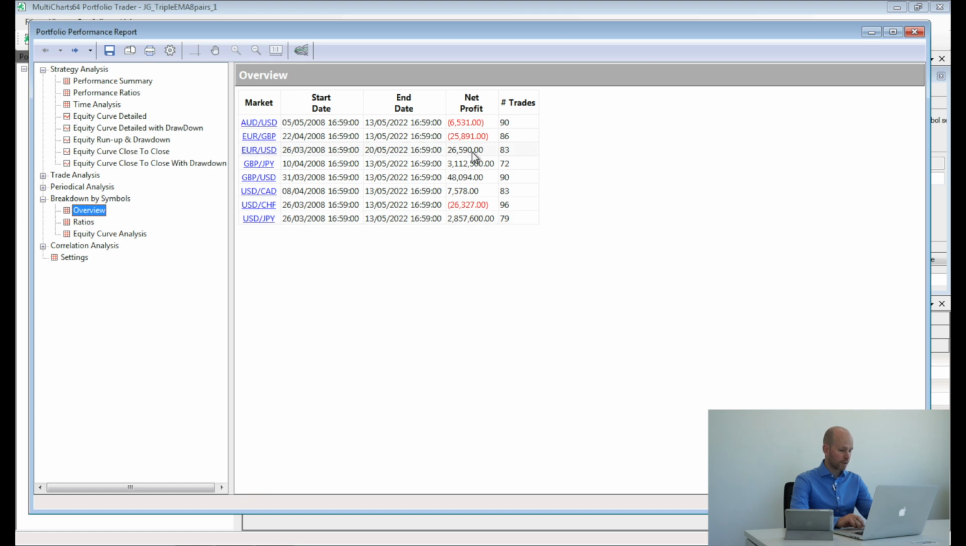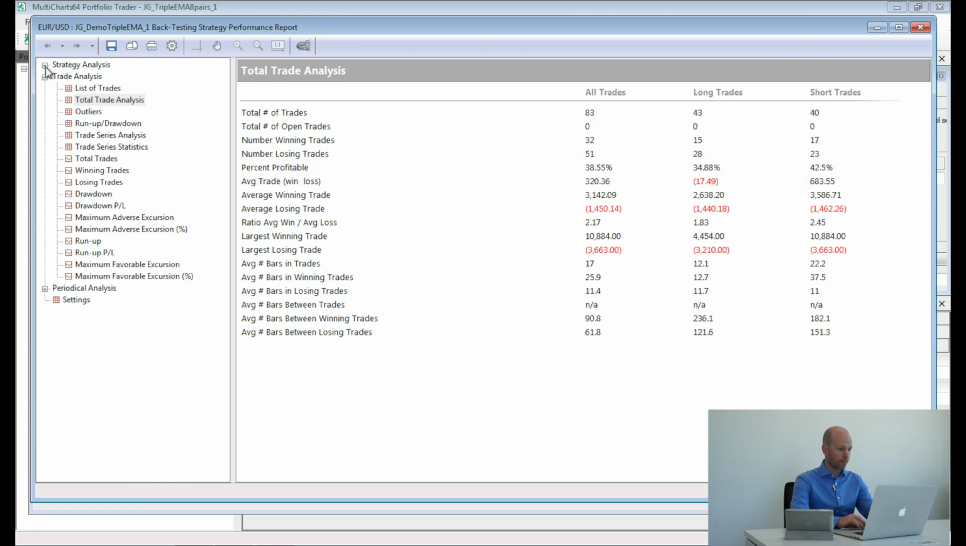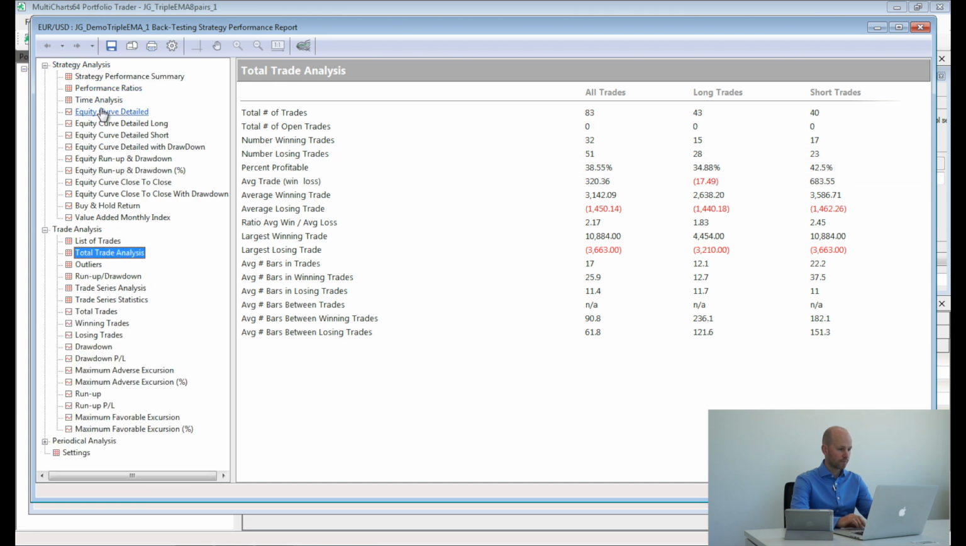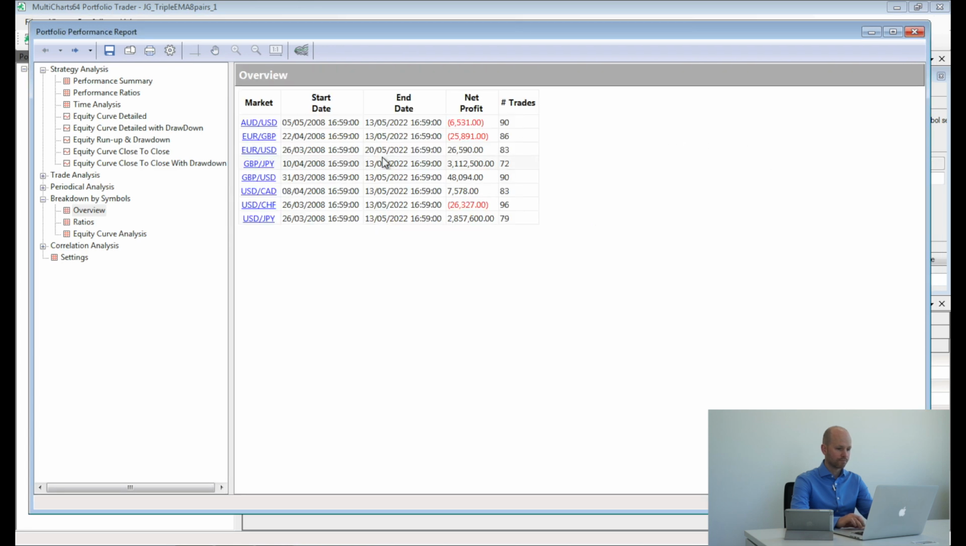Euro dollar, we've already seen the results for euro dollar. But pound yen makes money, pound dollar makes money, US dollar Canadian dollar makes money, not a lot, and US dollar Japanese yen also makes money. Let's one by one just have a look at the equity curves. You've already seen the equity curve for euro dollar. Let's just have a look at it again. Remind ourselves that's euro dollar.